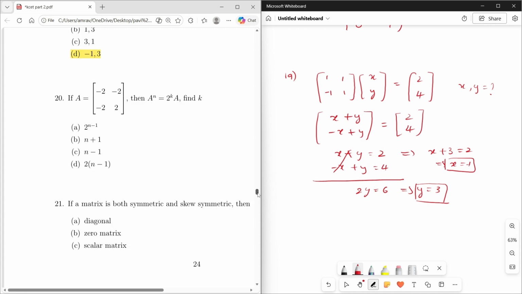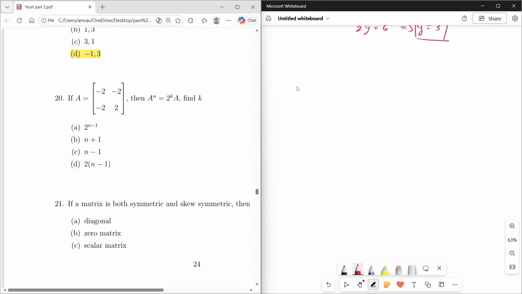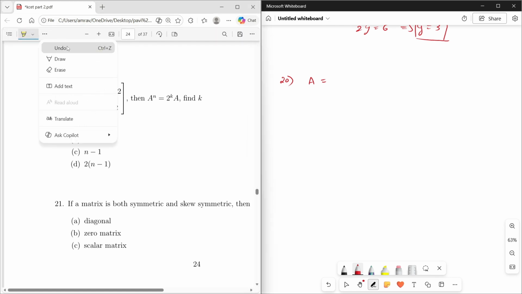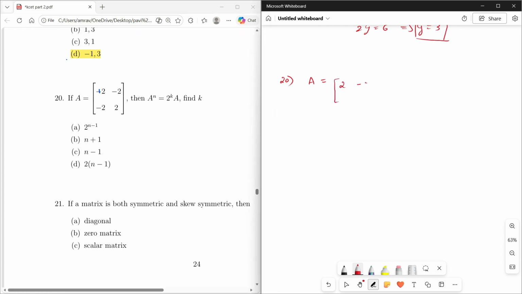20th question. The matrix A is equal to, okay, so here make a bit of correction. It is plus 2. Okay, so the matrix A is equal to, I'll rewrite here, 2 minus 2, minus 2 and 2. Okay, and they have given the condition that A power n is equal to 2 power k into A. They're asking you to find out what this k is equal to.